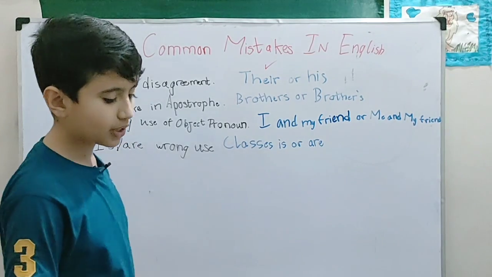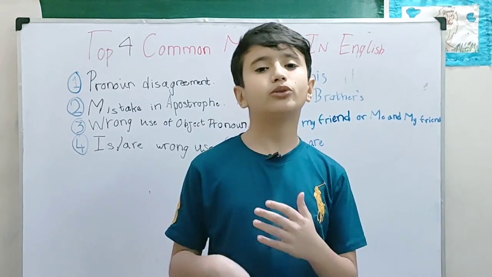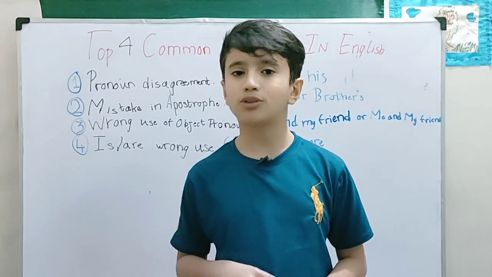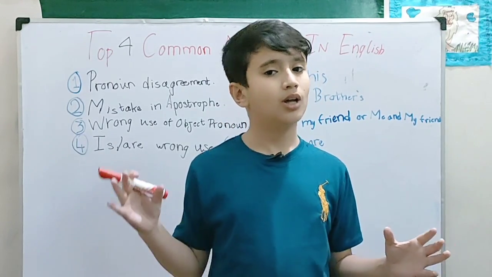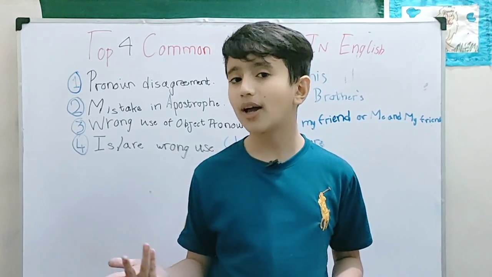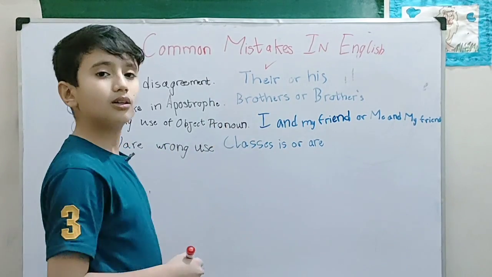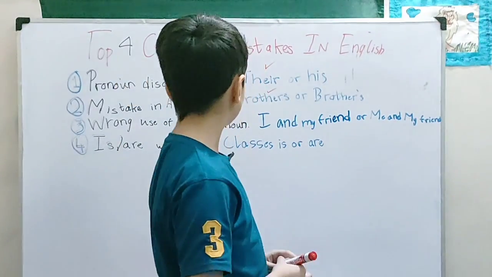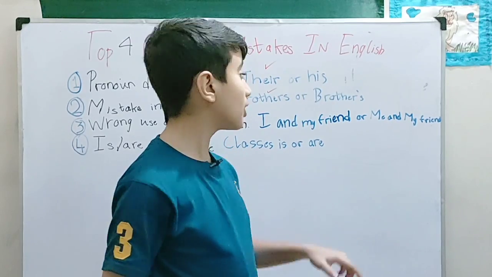Now, the mistake of the apostrophe. 99% of the people, I'm not saying exactly 99, but what I mean to say is that most people don't use apostrophes. If you look inside a book, you will find apostrophes everywhere. But if you look at somebody's WhatsApp chat, there will be no apostrophe. Why? People just simply say, for example, this is my brothers bag. But actually, it's wrong.